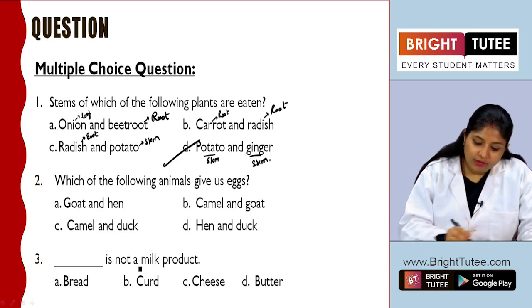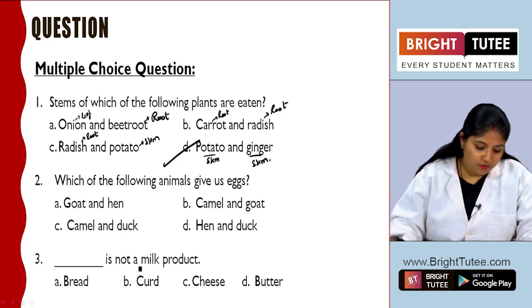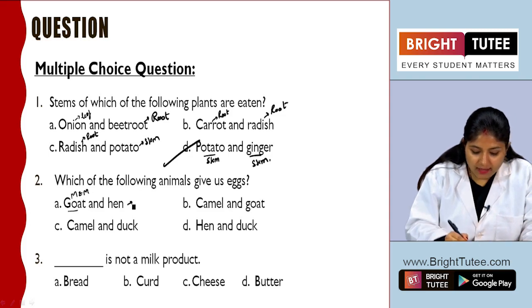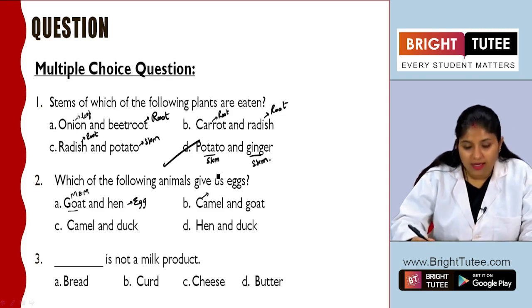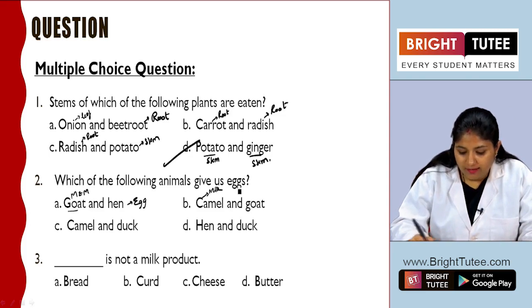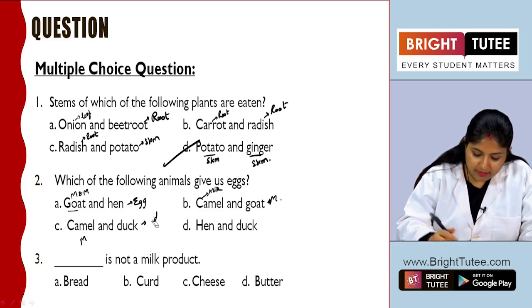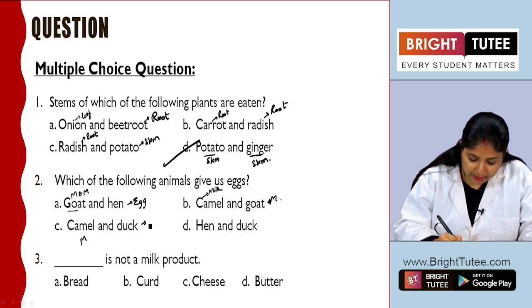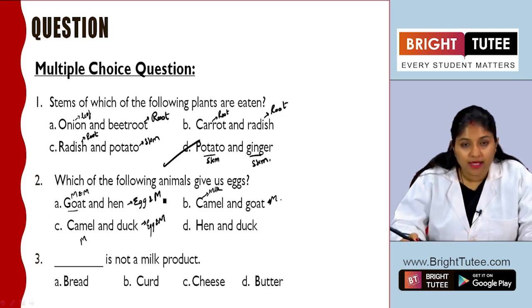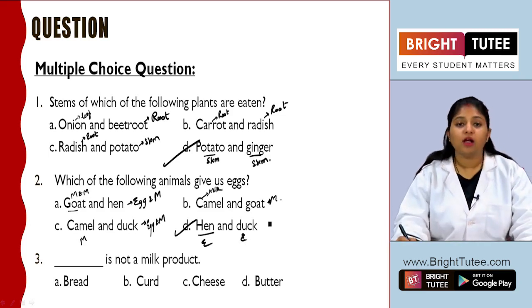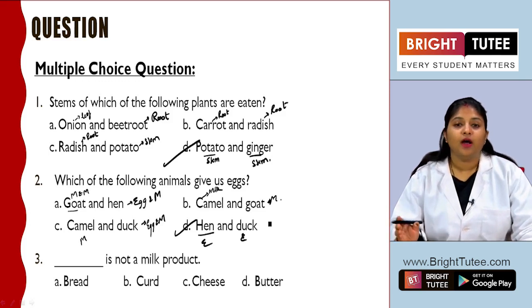Then, which of the following animals gives us eggs? We know goat is used for milk and meat, and hen is used for eggs. Camel is used for its milk in the desert. Duck is used for eggs, and in many cases also for meat. Similarly, hen is also used for egg and meat. So the answer is D, hen and duck both are used for obtaining eggs.